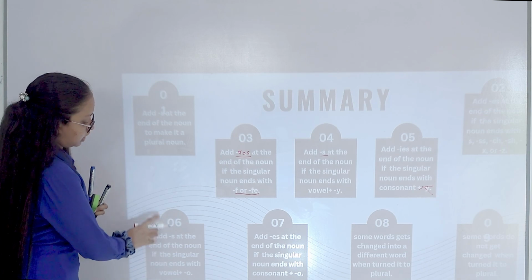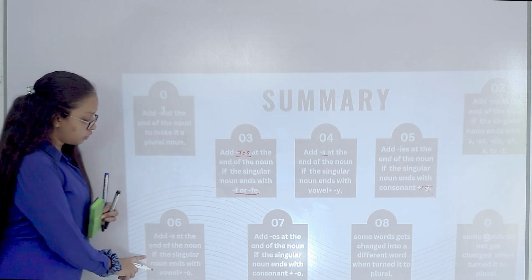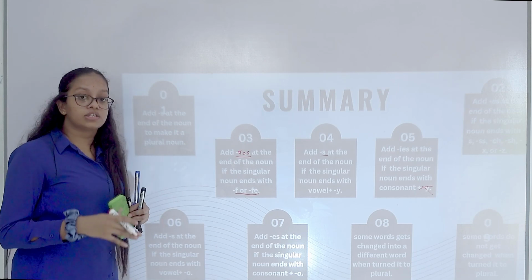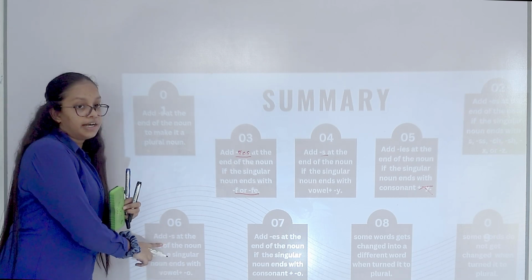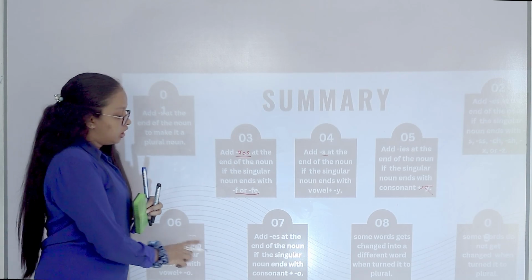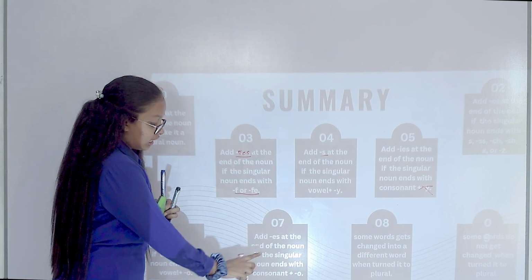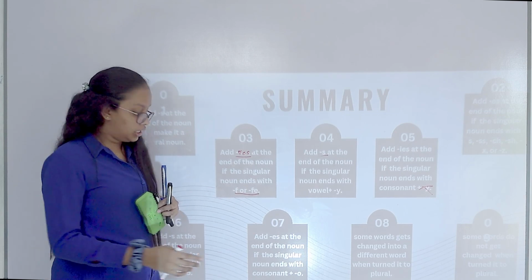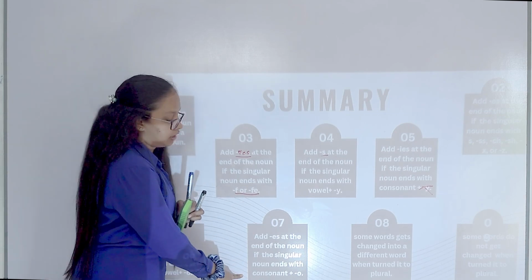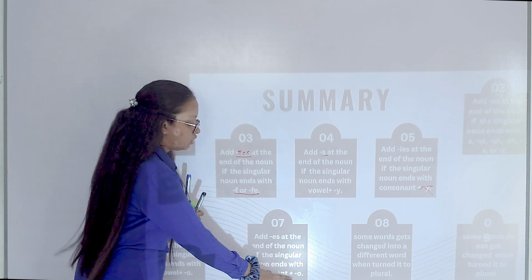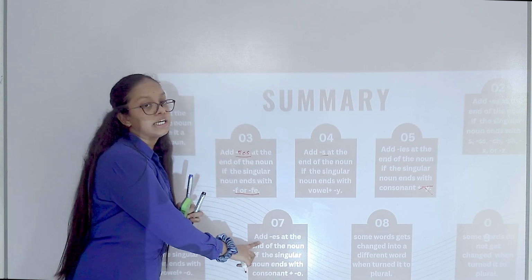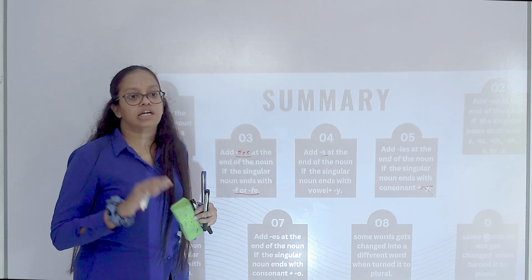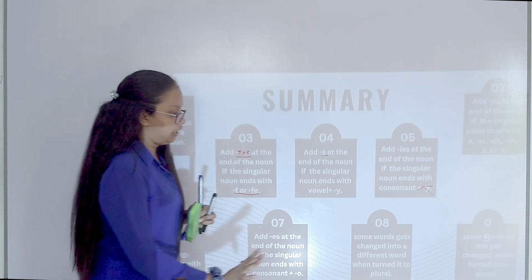The next rule is if the word is ending with the O and the letter before the O is a vowel letter, we are just going to add S like before. The next one is the word is ending with the O but the letter before the O is a consonant letter. We are going to write O and add ES at the end. We are not going to cut off anything. We are just writing ES at the end.